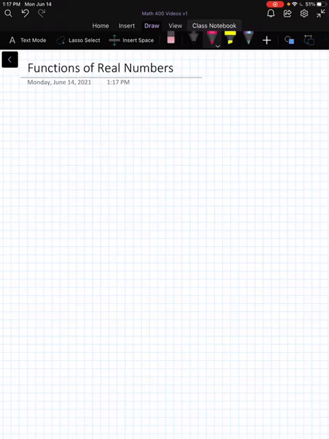Okay, in this video, functions of real numbers. Now we're finally going to get into it. This video corresponds to section 1.1 in Stewart, 4 ways to represent a function. I'm not going to write that whole thing down, but our objective in this video is to define real valued functions.